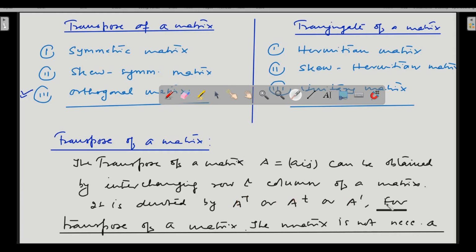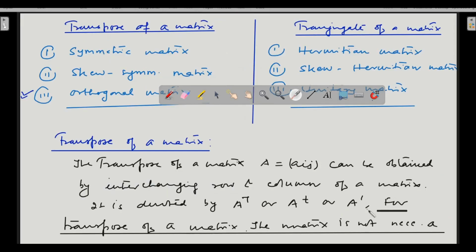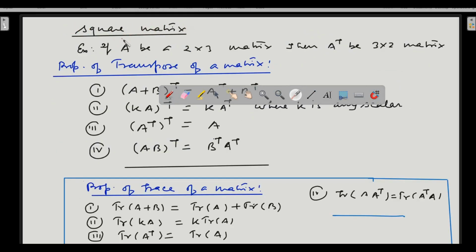Now, for the transpose of a matrix, the matrix is not necessarily a square matrix. This is also a very important condition, and some people might get confused here. Please keep this in mind. If A is a 2 cross 3 matrix, then A transpose will be a 3 cross 2 matrix.